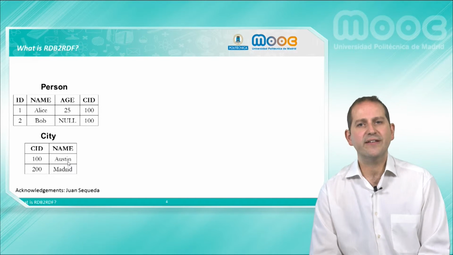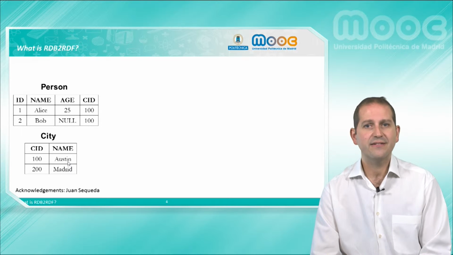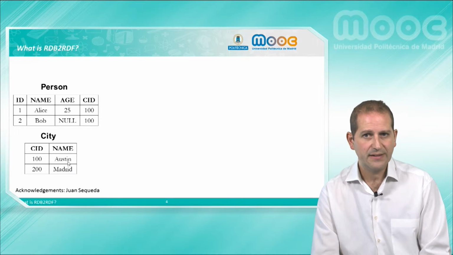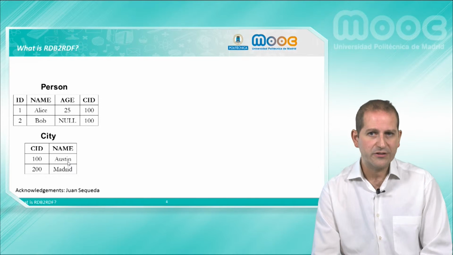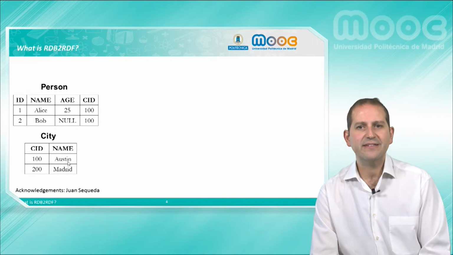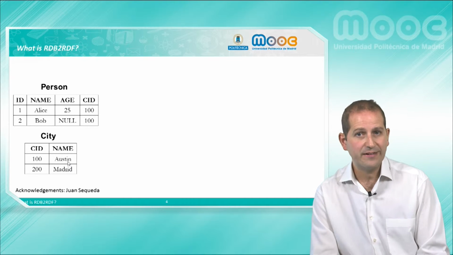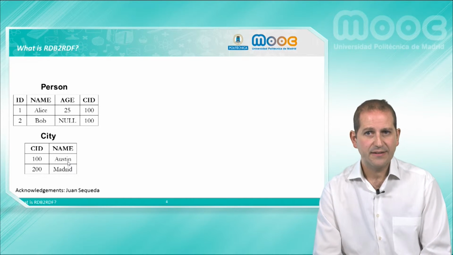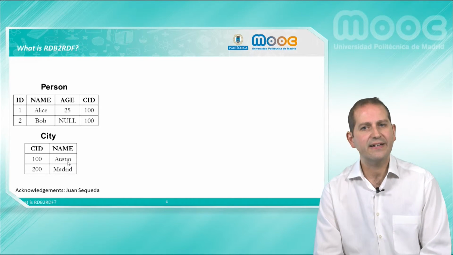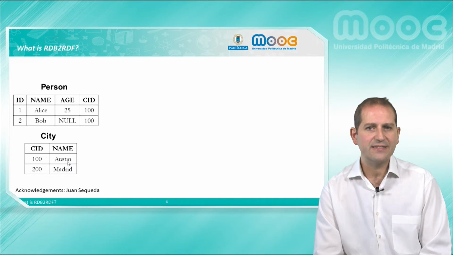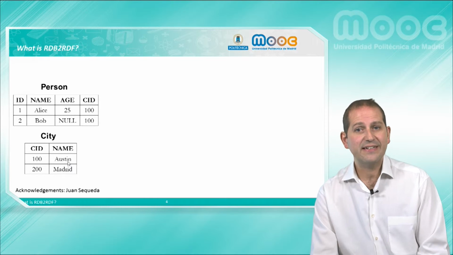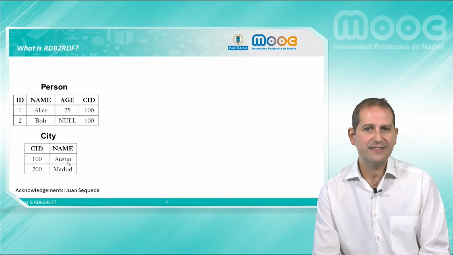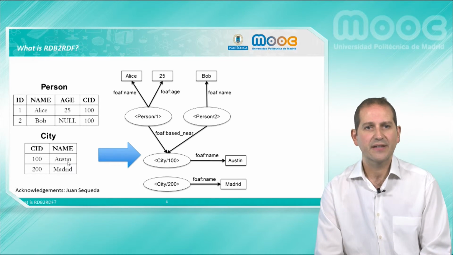Let us now go into the description of what RDB to RDF is via a simple example. Let us imagine that we have a very simple database with two tables, person and city, which are related to each other via a foreign key, primary key relationship. The table on persons provides simple details like name and age, as well as the city where the person lives in. The table on cities contains simply the name of the city, together with its ID.